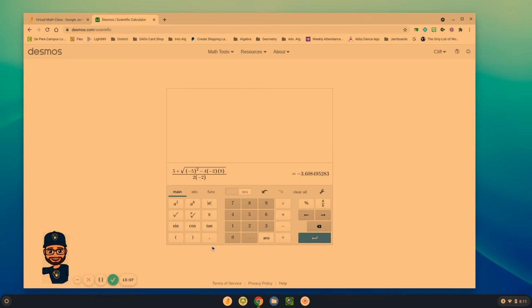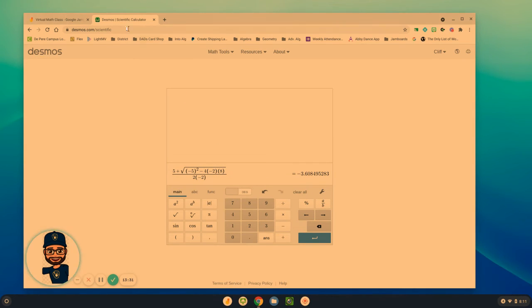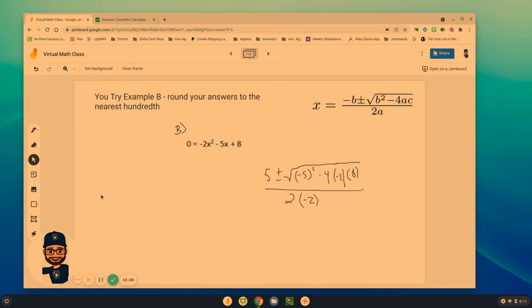All right, welcome back. I'm in Desmos now. Hopefully this is what you had typed in, 5 plus the square root symbol. Now, because we're squaring a negative, I've got to make sure that only that one in parentheses, so -5 squared minus 4 times -2 times 8 all over 2 times -2, and that gave us one of our answers. So let's copy that, and let's go put it over here so we can look at it in a second. So that was the adding answer.